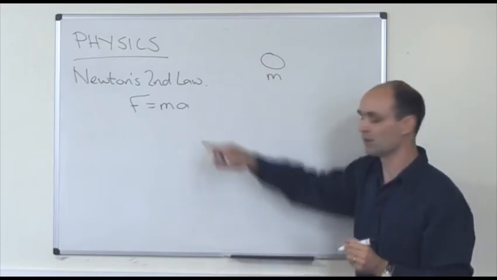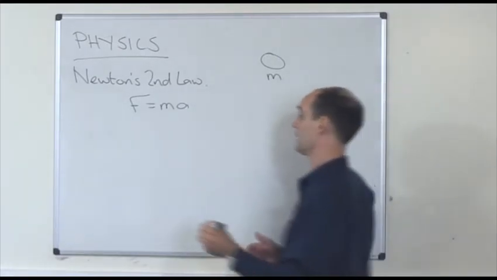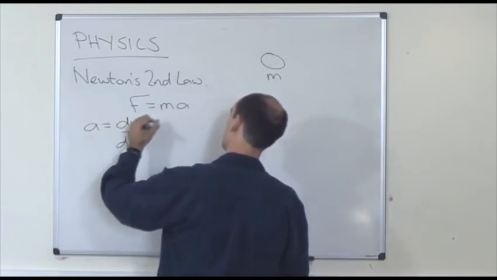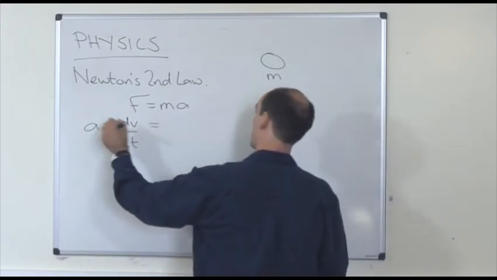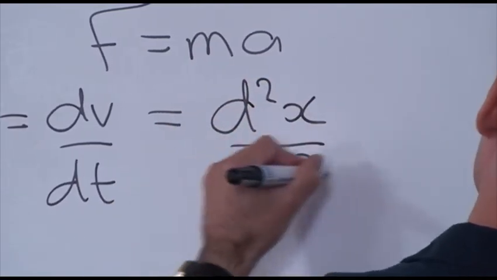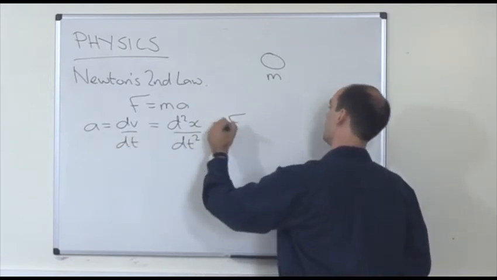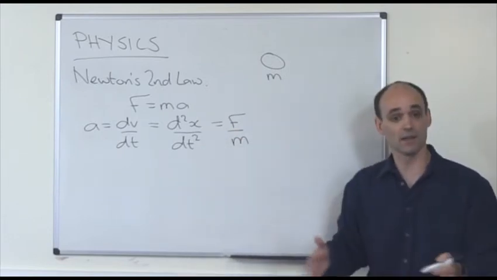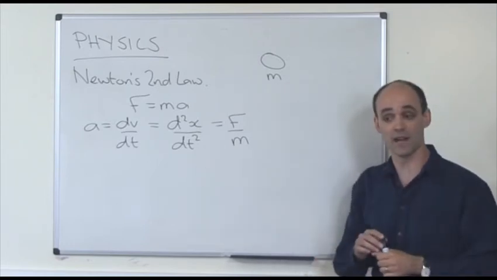Well, that's not yet looking like a differential equation, but the acceleration is related to the rate of change of something. So the acceleration is actually the rate of change of velocity with time, and since the velocity is the rate of change of position with time, the acceleration is actually the second derivative of position with respect to time. So that's the acceleration, and that's got to equal the force divided by the mass. So if you know what the force is, this here is now a second order differential equation for the position of this mass with respect to time.